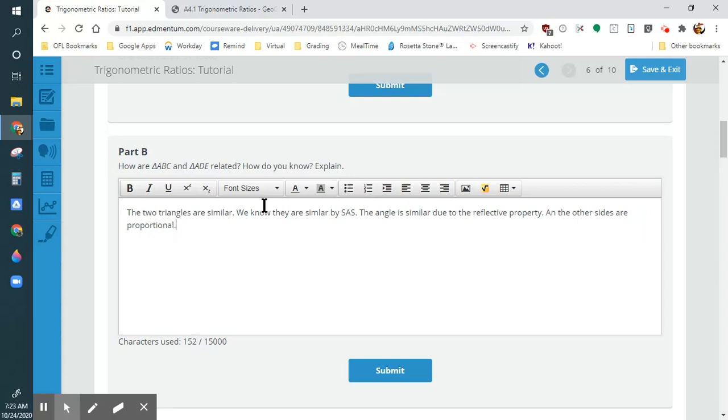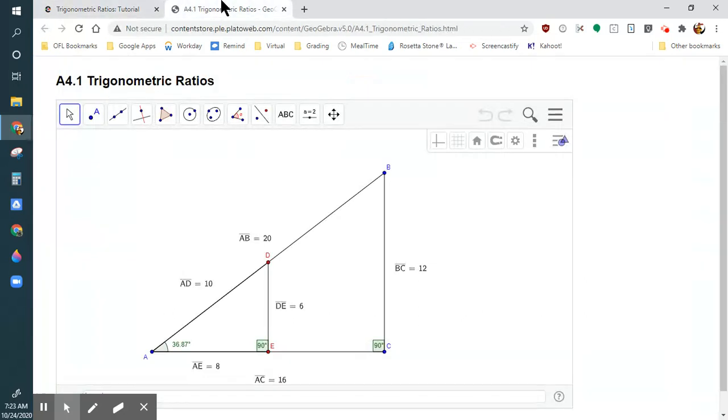So let me get into this. If we go back into our GeoGebra, this right here is the same angle. So BAC is the same angle as DAE. That's why I'm saying the reflexive property. It is the same angle. And then where they're proportional: if we look at the sides, AD and AB, you can double this and you get that. So that's why this is proportional by side and side.